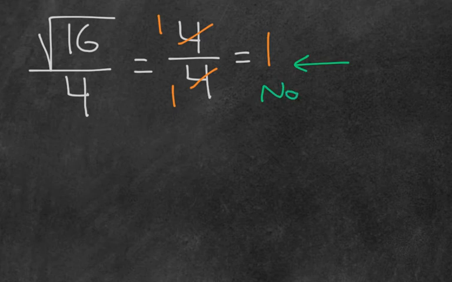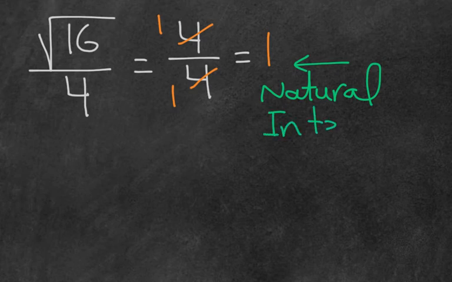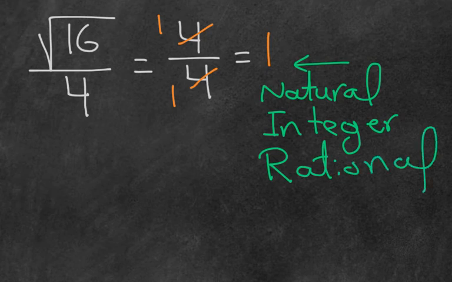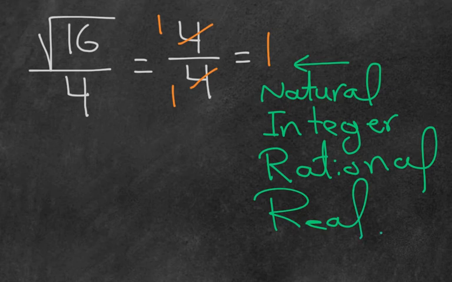1 is natural, and it's an integer, because natural is a subset of integer, and it's rational. 1 is the same as 1 over 1. And it's a real number. The real numbers consist of the set of rational and the set of irrational, so any rational and any irrational is a real number.